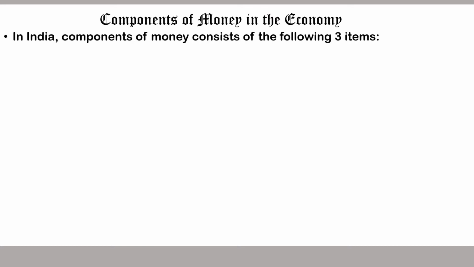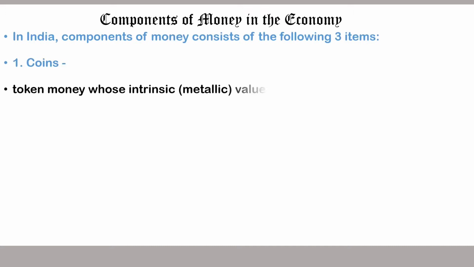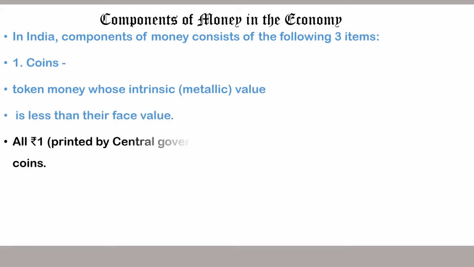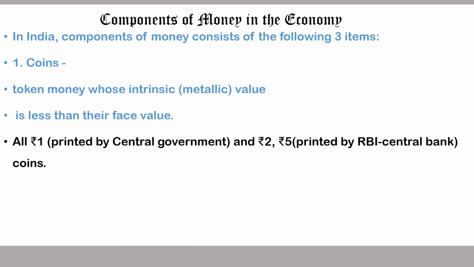In India, components of money consists of the following three items. First, coins. Coins are token money whose intrinsic or metallic value is less than their face value. For example, all 1 rupee coins printed by the central government and 2 rupee and 5 rupee coins printed by RBI, the central bank of the country, come under this category.